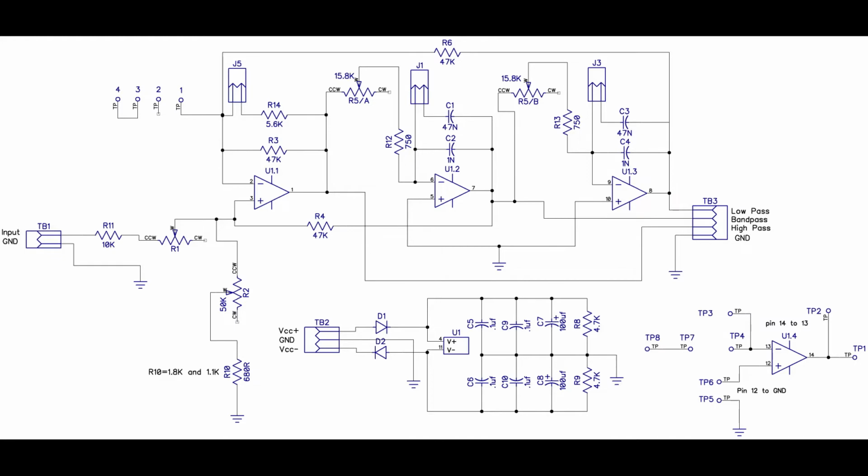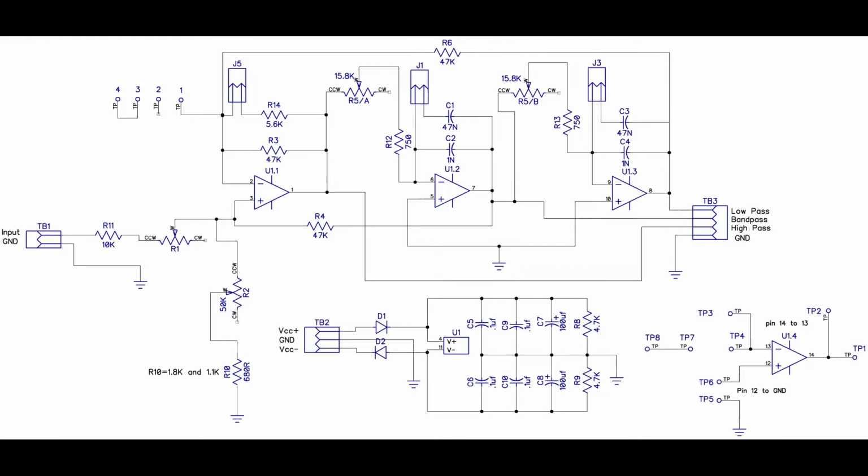Going to TB3 on the right hand side, that is the output. Now you'll notice that it has 4 output terminals there on that terminal block. We have the ground, of course, but we also have a low pass, a high pass, in addition to the band pass. Now what we're interested in is the band pass. I put the low pass output and the high pass output in there. It doesn't cost anything extra. Somebody might want to use it. I doubt it very much, but if you want to use it, there it is. It's no problem.